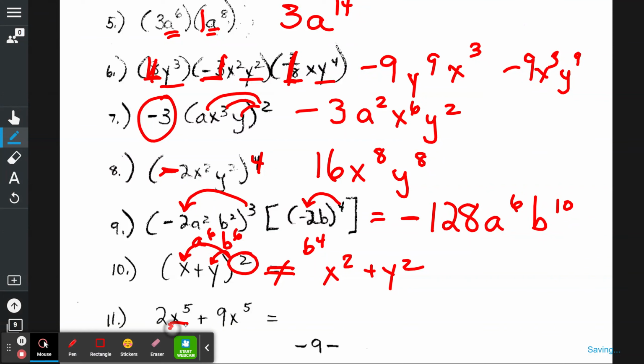And for this last one, we have like terms. X to the 5th is a like term. So with like terms, when you're adding, you just add the coefficients. So this is 11x to the 5th.